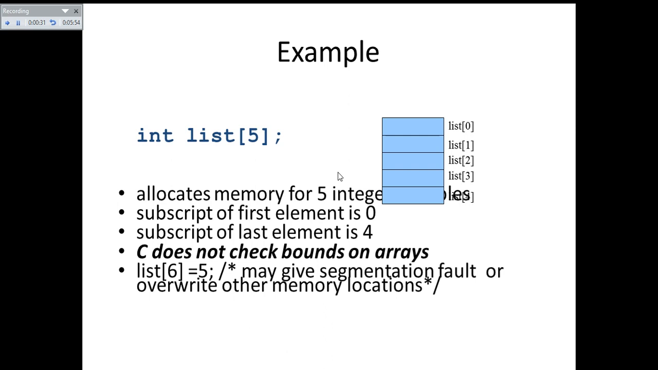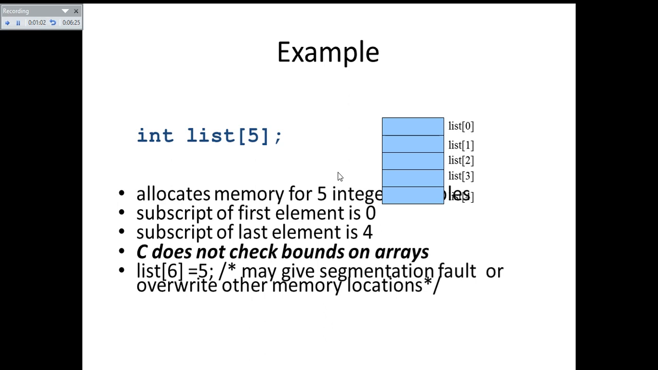You can see there is an arrangement in which the first element is indicated with list of 0, the second is list of 1, the third is list of 2, the fourth is list of 3, and the fifth one is list of 4. Since the subscript has started with 0, it should end with list of 4. It allocates memory for 5 integers. The explanation follows. Allocates memory for 5 integers. Subscript of first element is 0. Subscript of last element is 4.